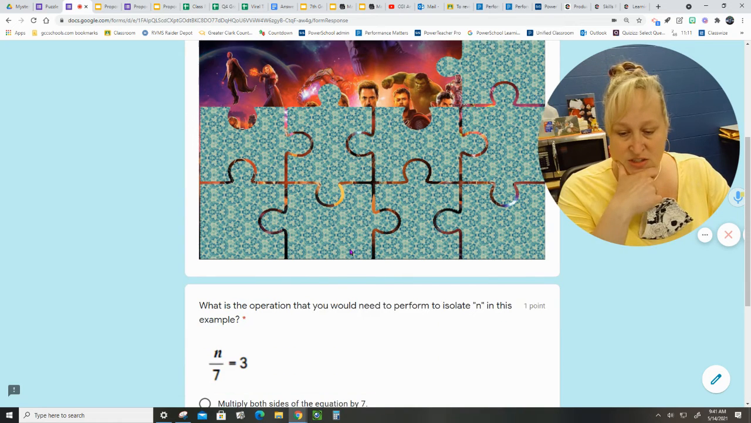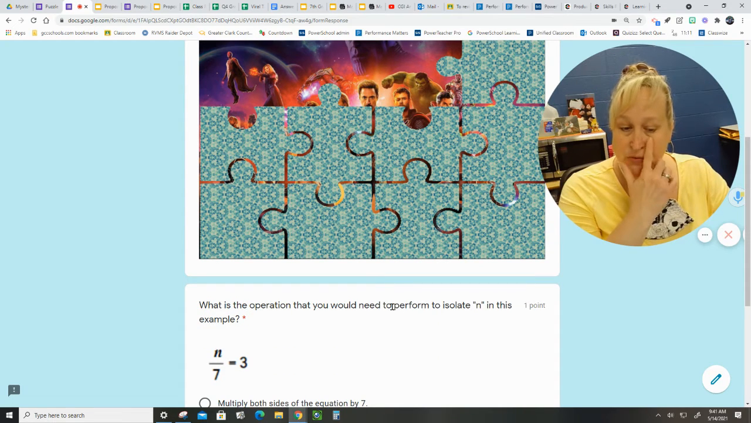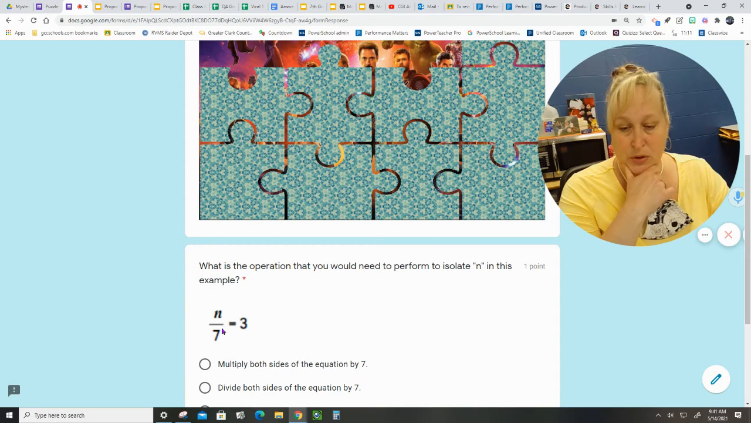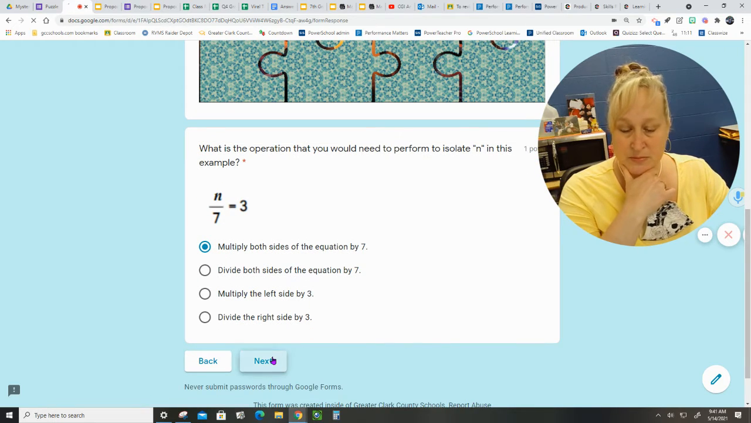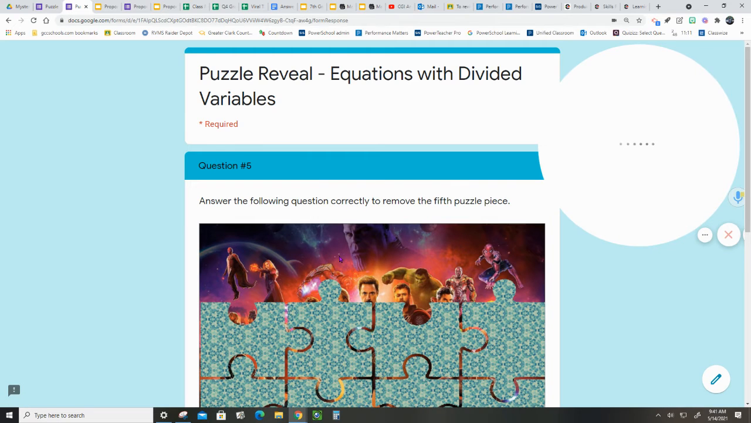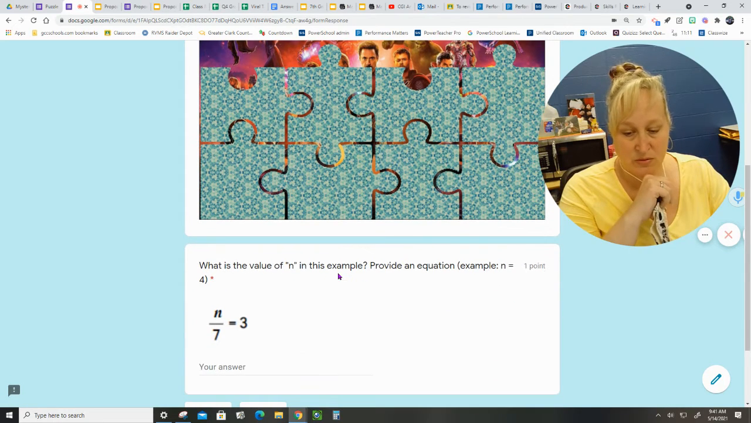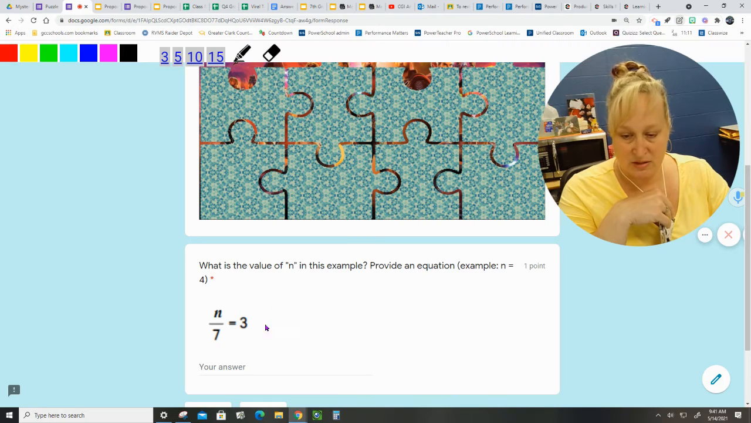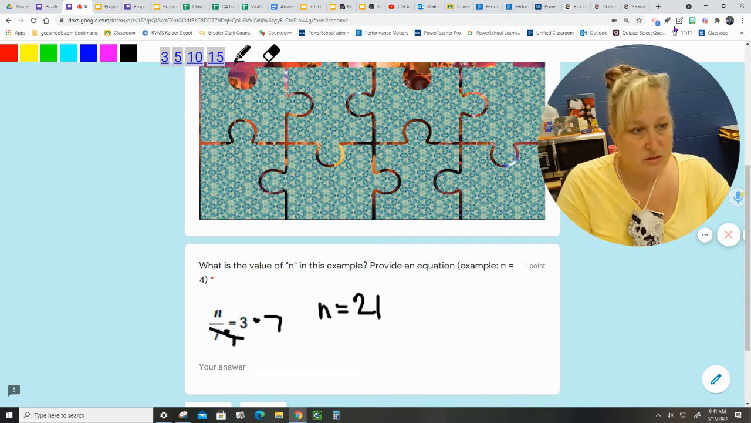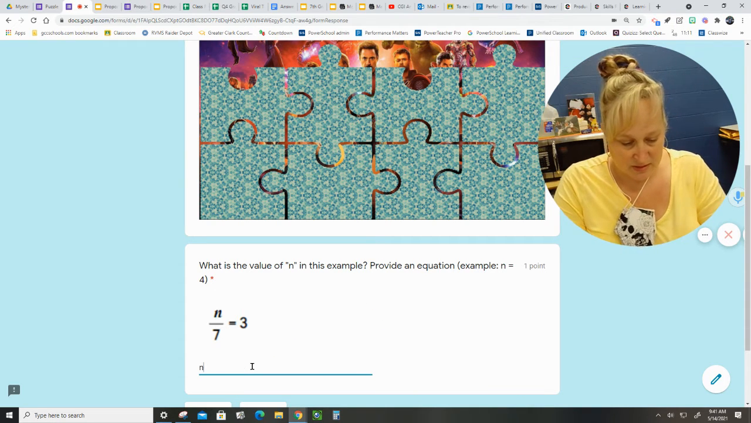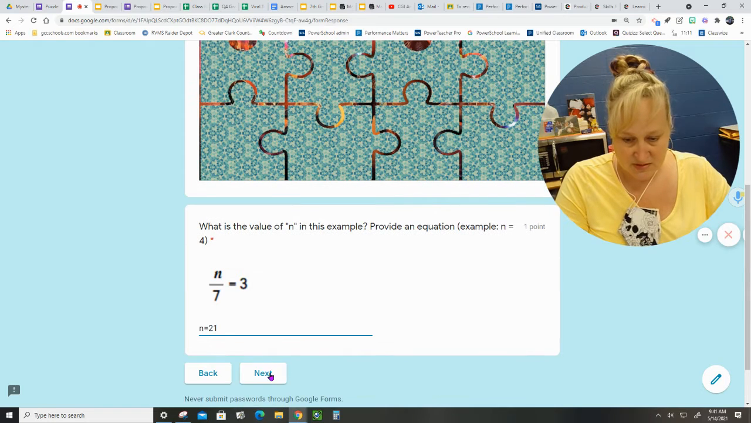Answer the following questions. What is the operation that you would need to perform to isolate n in this example? So to make the n by itself, I need to multiply both sides of the equation by 7. What is the value of n? So we have to solve, which means I'm going to multiply both sides by 7. That gets rid of this. It ends up with n equals 21. So I need to type that the right way. N equals 21. Let's see if it likes that.